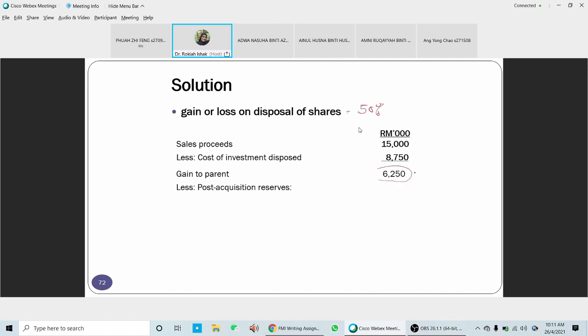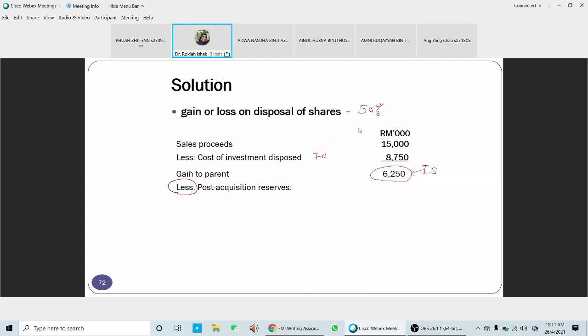Actually, this amount you can find from your income statements. Or you can compare the sales proceeds that we received and then minus the cost of investment that was disposed. This one is based on your calculation in slide 70. Or you can find this one from your income statement. But now we need to minus.